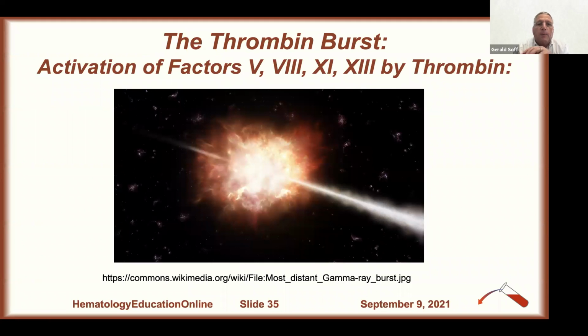The next concept we want to talk about is the thrombin burst. And this is just some fun illustration of a gamma burst from something exploding in space. Because this is going to address a lot more gaps. One of them is, how do factors 5, 8, 11, 13 get activated in the classic cascade? And the answer is we don't know. But now we understand that there's a thrombin feedback, and we're going to talk about that.